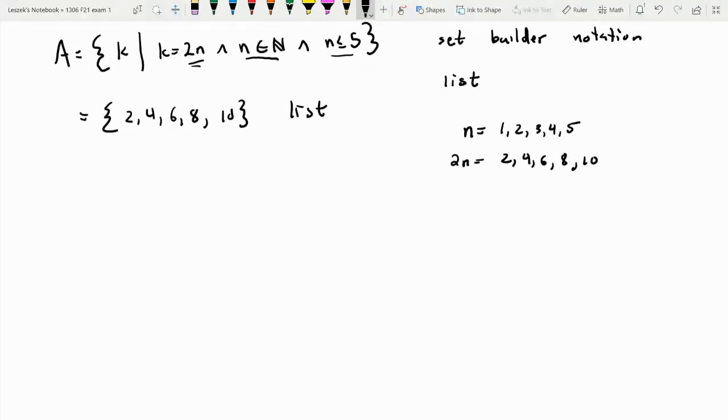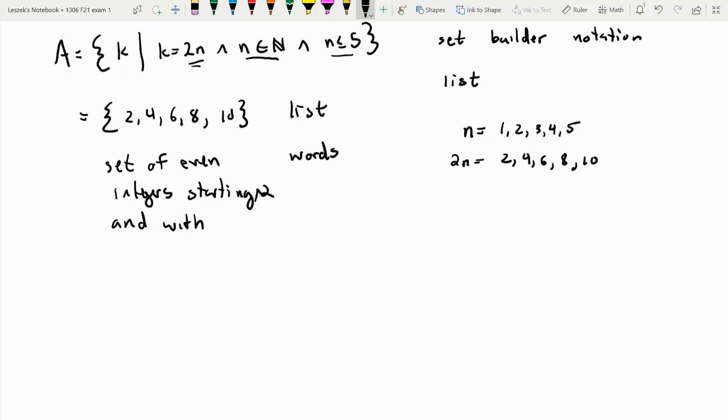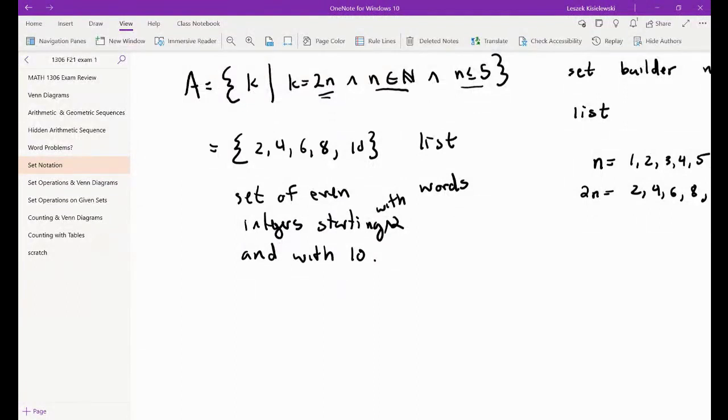And so, in words, what would we say? How can we articulate this set just using a sentence or a phrase? You can use chat to type in an answer if you're interested. The natural numbers greater than 1 and less than or equal to 10 that are even. Perfect. Exactly. So this is the set of even integers starting at 2 and ending at 10. Great. So that was just a quick review of the different ways of describing a set.